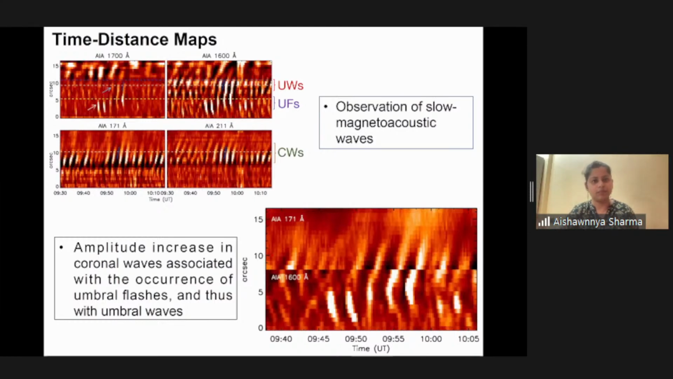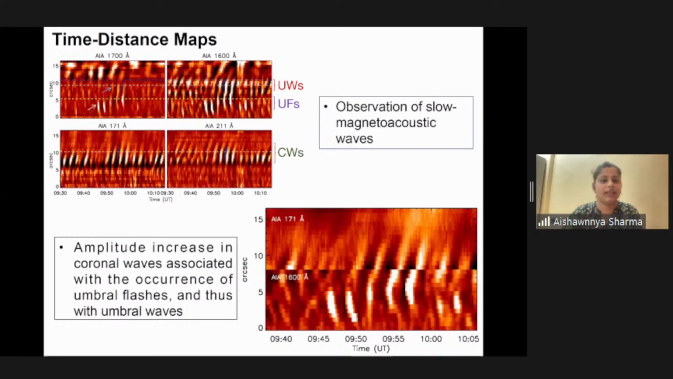And finally, at the bottom panels, AIA 171 and AIA 211, again there is propagation of intensity, but this time it is not both-sided, just one-sided. These are the coronal waves, propagating up along those fan loops. So this is what our time distance analysis technique catches.